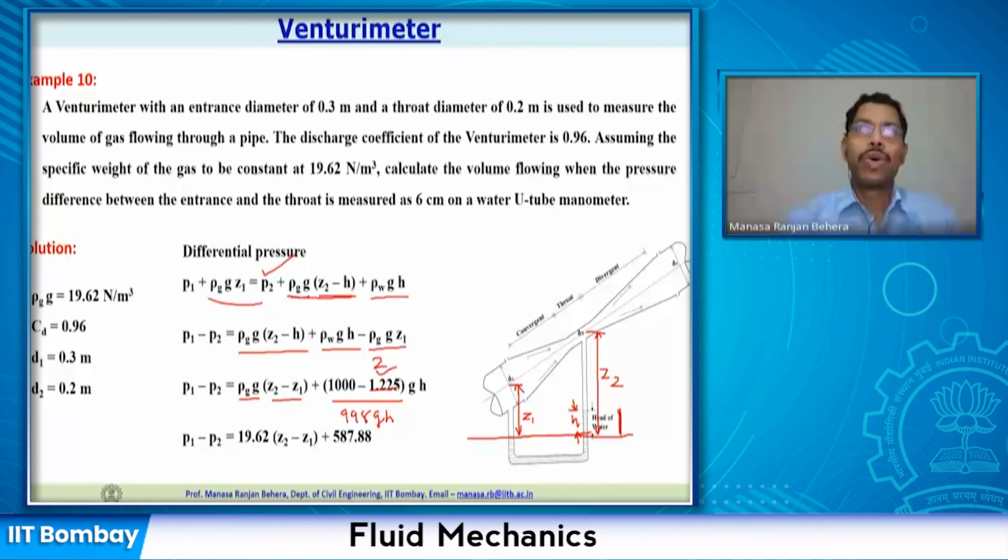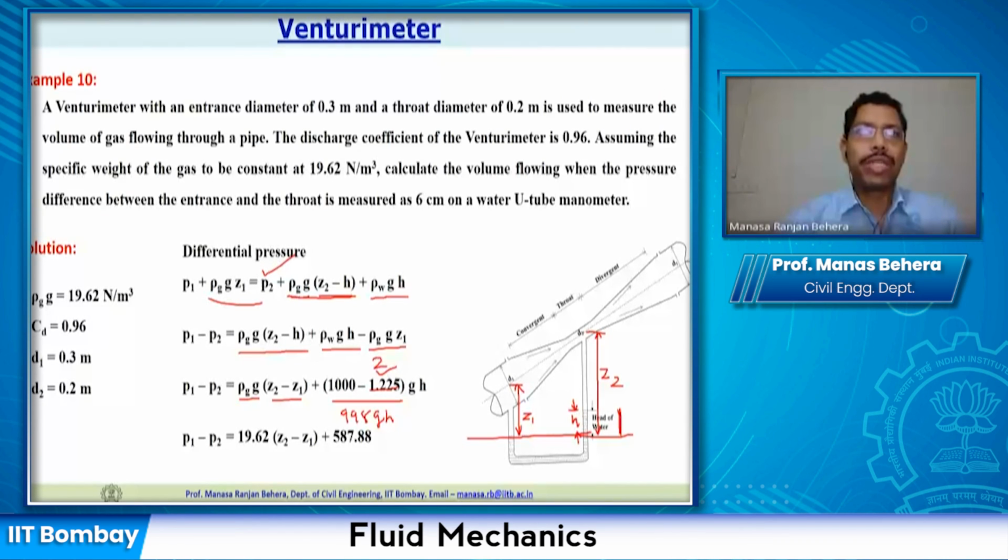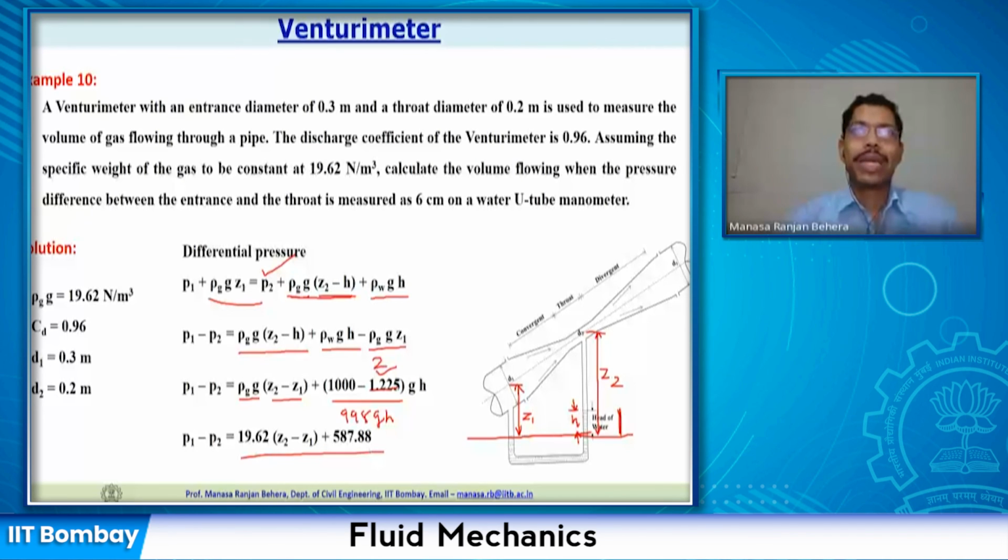So now by using this, you will get approximately 587.88. There is not going to be much of a difference. All right. So this term, which is already given, 19.62 multiplied by Z2 minus Z1, is going to remain. So P1 minus P2 is given by this expression.